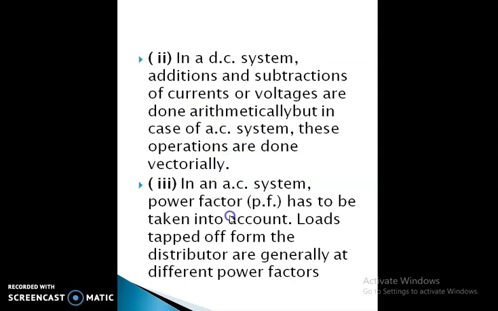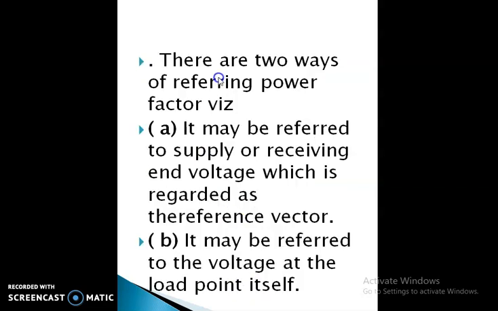In an AC system, the power factor has to be taken into account. Loads tapped off from the distributor are generally at different power factors. There are two ways of referring power factor: it may be referred to the supply or receiving end voltage, which is regarded as the reference phasor, or it may be referred to the voltage at the load point itself.